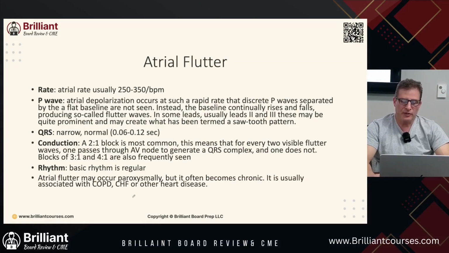Atrial flutter may occur paroxysmally, but is more often chronic. It is usually associated with COPD, CHF, and other heart disease. Treatment includes, you can try digoxin, you can try amiodarone, it may work, but you may have to cardiovert. The true treatment is going to the EP lab and ablating that isthmus that we talked about.